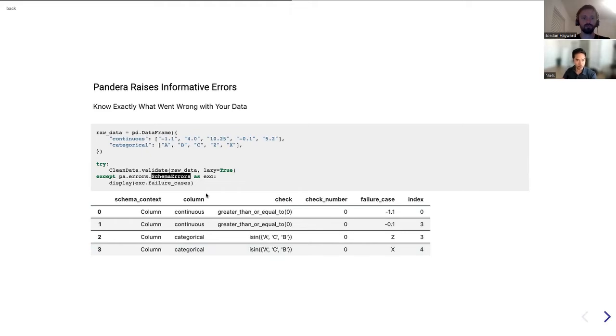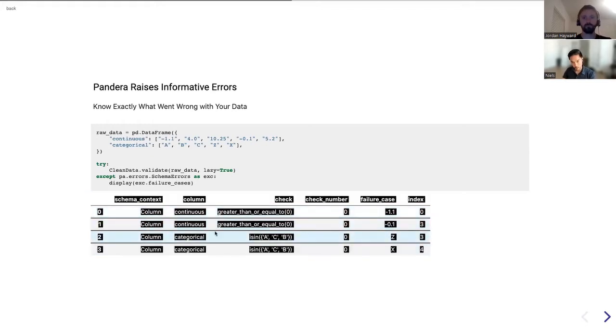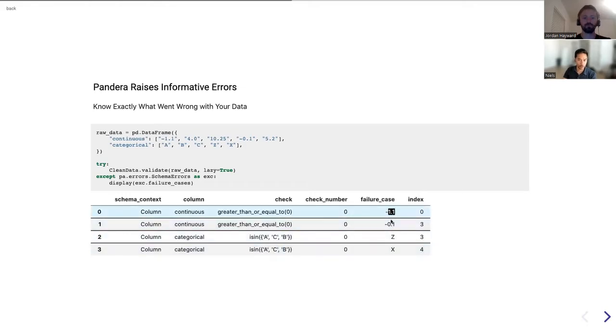I can catch the schema errors exception. If the data is valid, it'll just return the valid data with the coerced columns. But if there is some kind of issue with the data, a schema errors exception is raised, and it exposes this failure cases attribute, which is itself a pandas data frame, and it contains very granular information about what went wrong. It says what the failure case was, what the check was that was checking for that failure case, which column it occurred in, and which context. So in this case, the column. It also gives you the index of the original data frame where that error occurred. So this is really the main workhorse, the main core feature of Pandera.